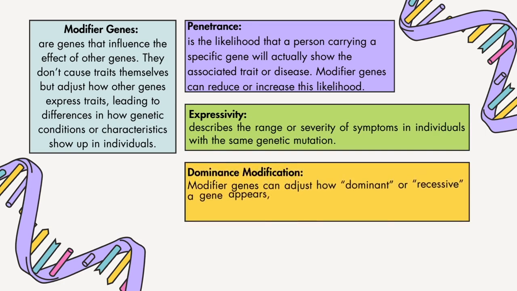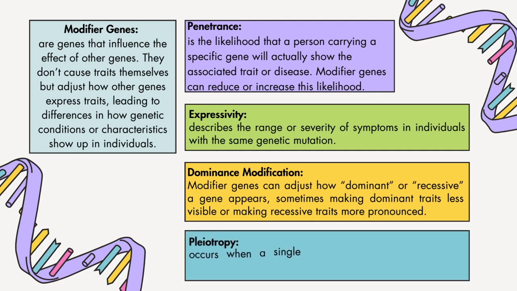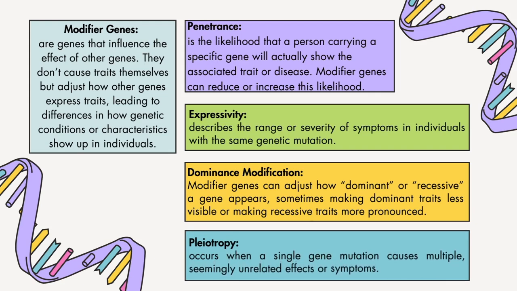In dominance modification, modifier genes can adjust how dominant or recessive a gene appears, sometimes making dominant traits less visible or making recessive traits more pronounced. Pleiotropy occurs when a single gene mutation causes multiple seemingly unrelated effects or symptoms.